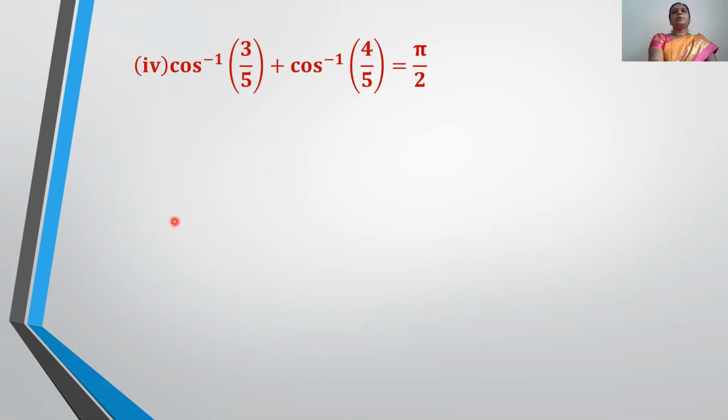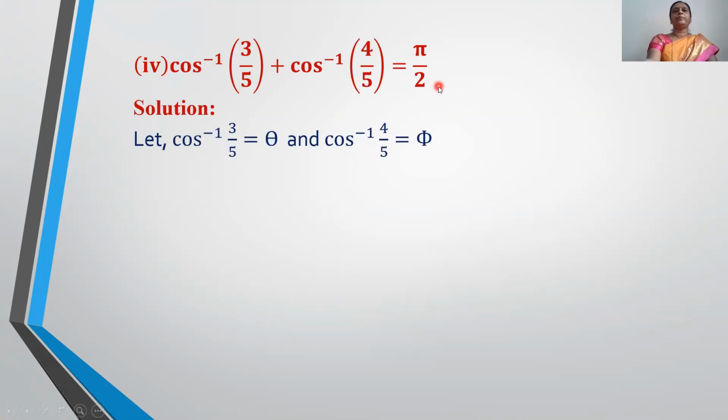See the next example. Prove that cos inverse 3/5 plus cos inverse 4/5 is equal to pi/2. Let cos inverse 3/5 be equal to theta, and cos inverse 4/5 be equal to phi. Take this cos to the right hand side, we will get cos theta is equal to 3/5, and here cos phi is equal to 4/5.